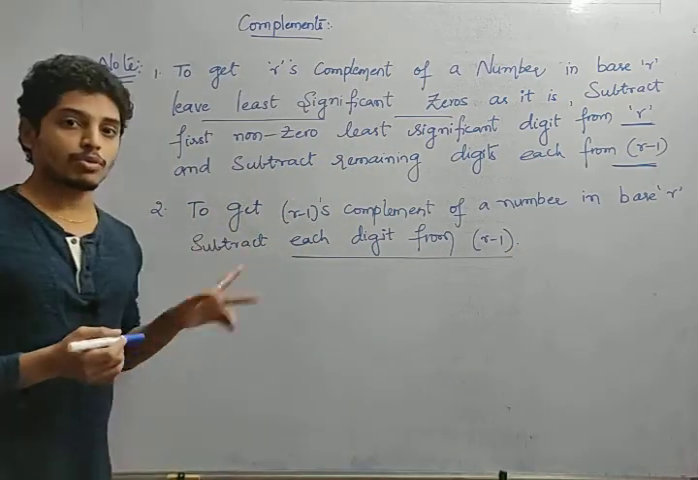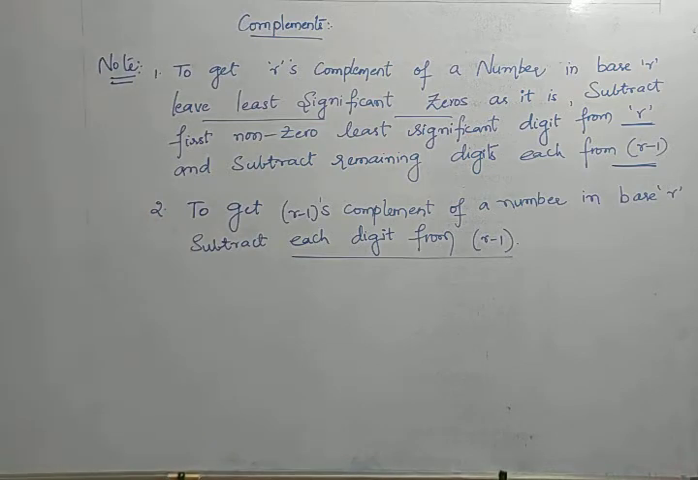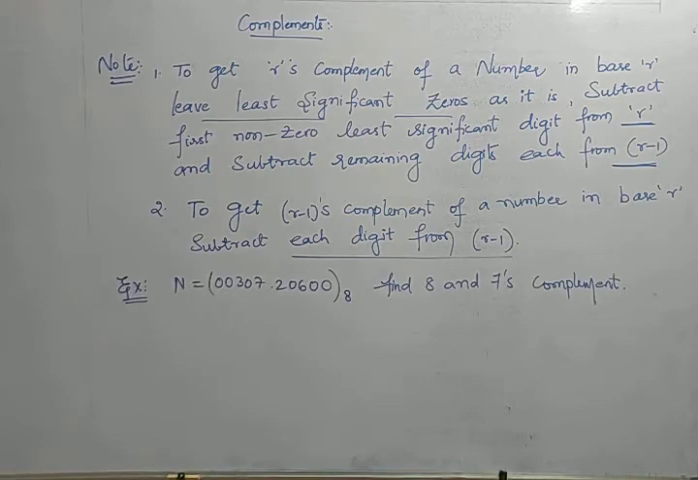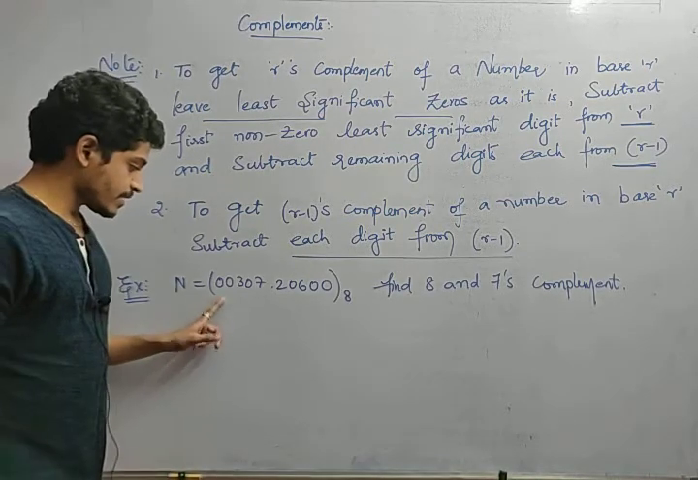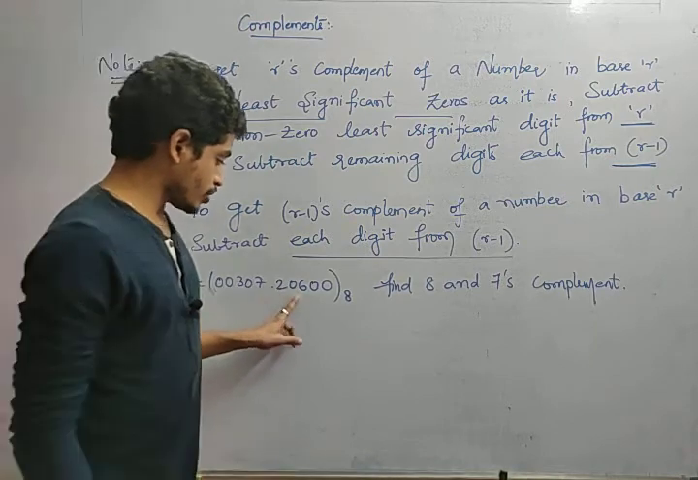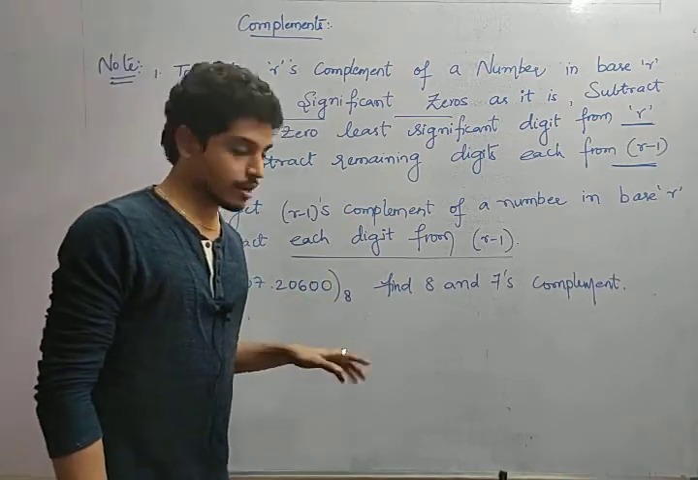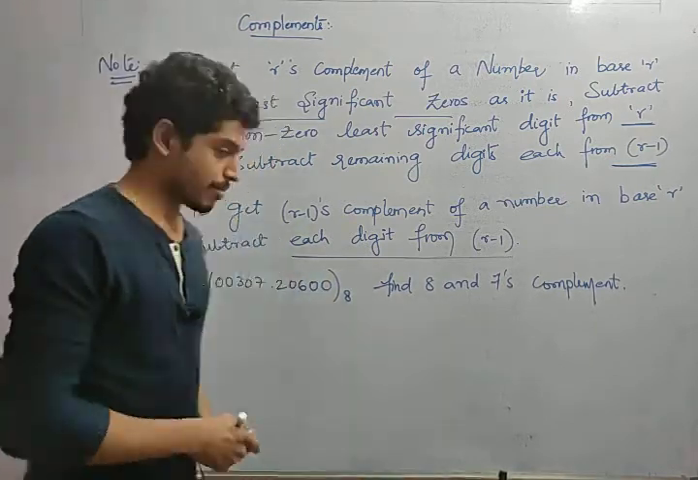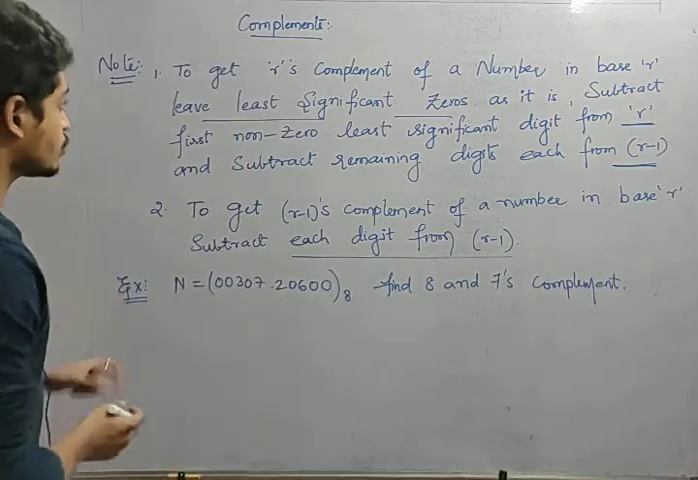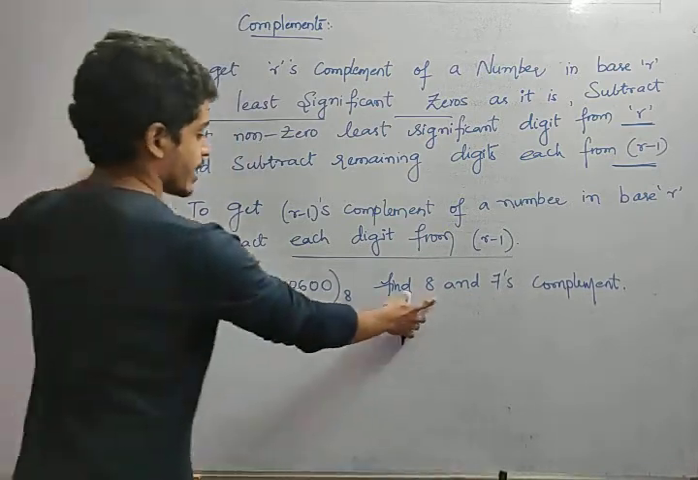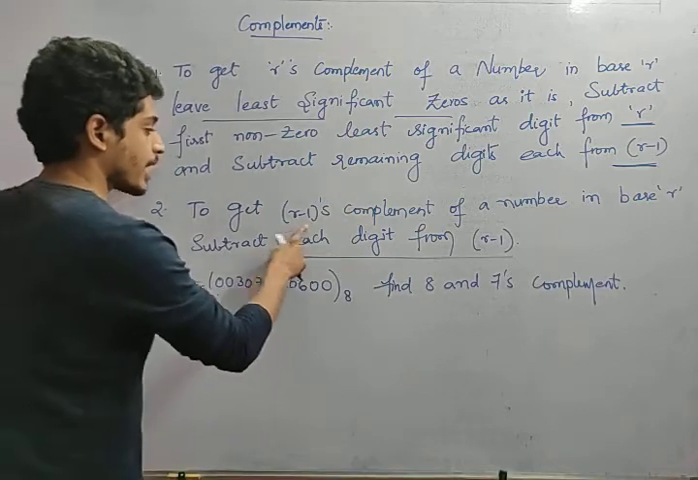Based on this, let us do two problems using these two shortcuts. Then you will understand much more. So take this example, friends. Here the number is 00307.20600, which is of base 8. We have to find 8's and 7's complement. So see how we have to do it to get R's complement. R is nothing but 8 here and the diminished radix complement R minus 1 is 7 here.